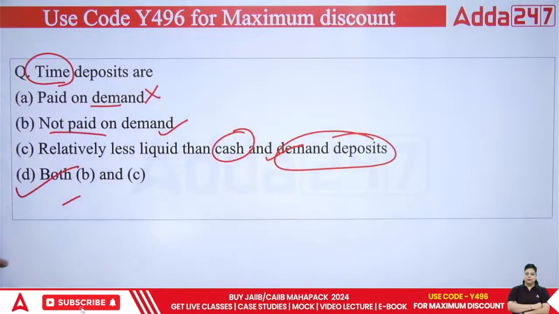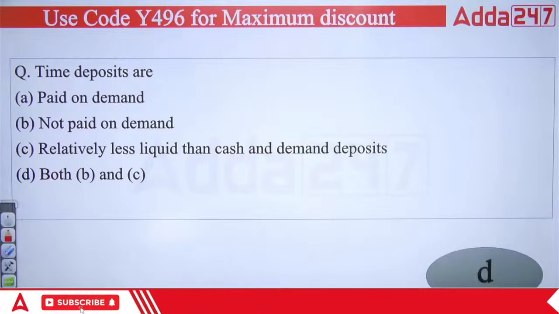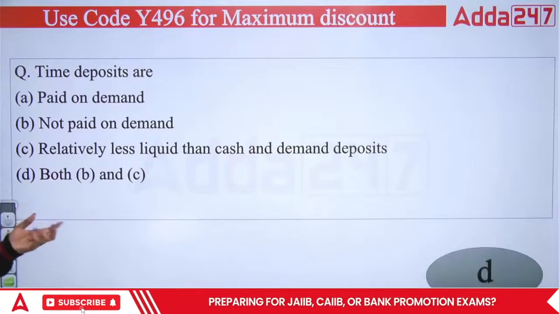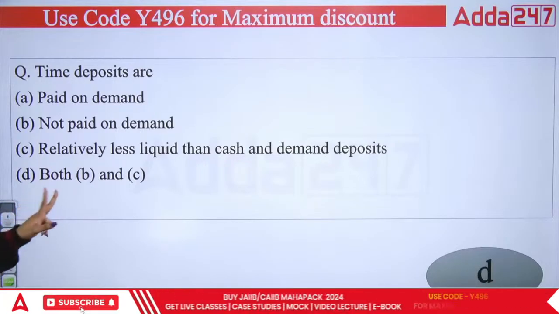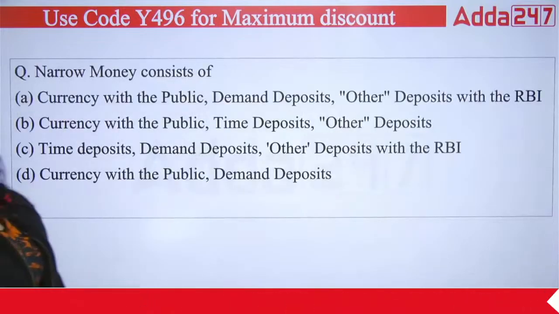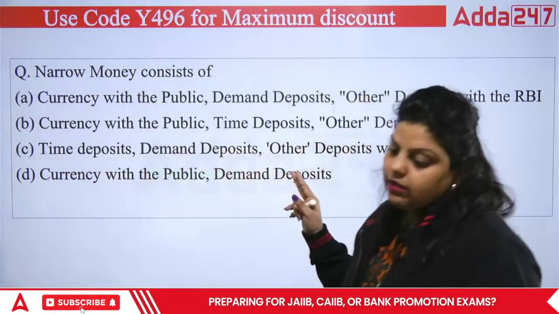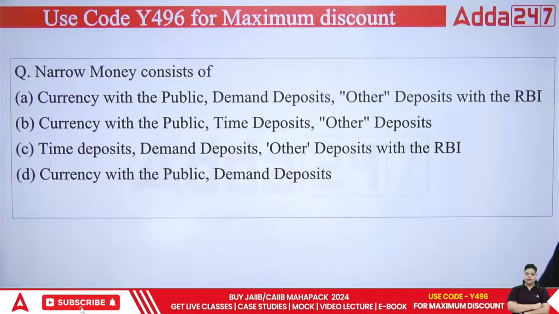So the time deposits are not paid on demand and they are less liquid relative to the cash and the demand deposits. Right answer is D. It's a simple question again. Now, narrow money consists of. Now, I have told you what is narrow money. Let me know out of M0, M1, M2, M3, which of the following is a narrow money.